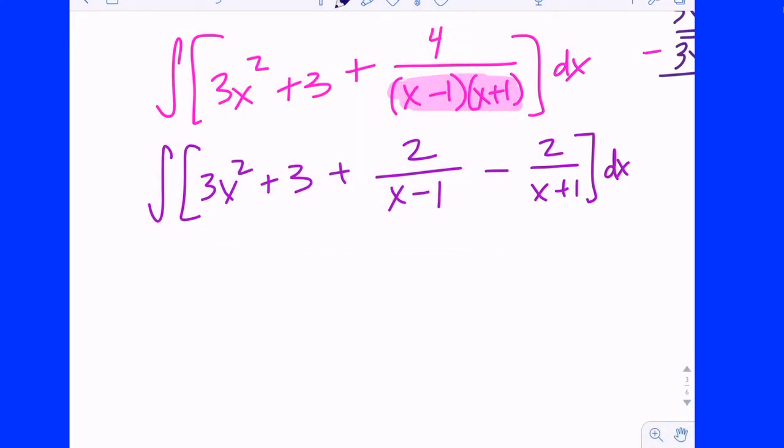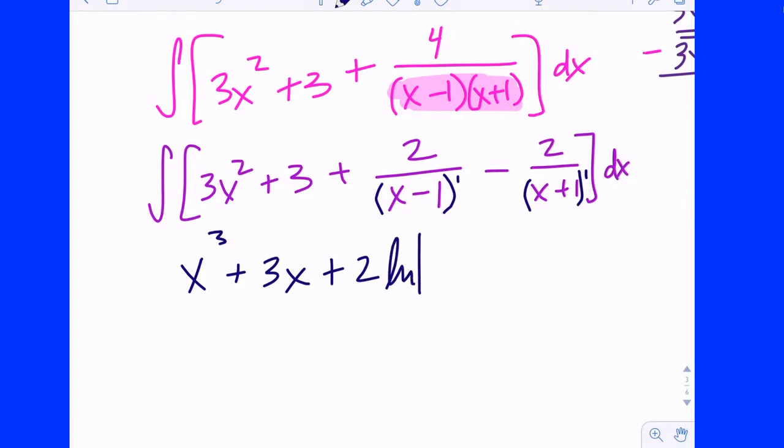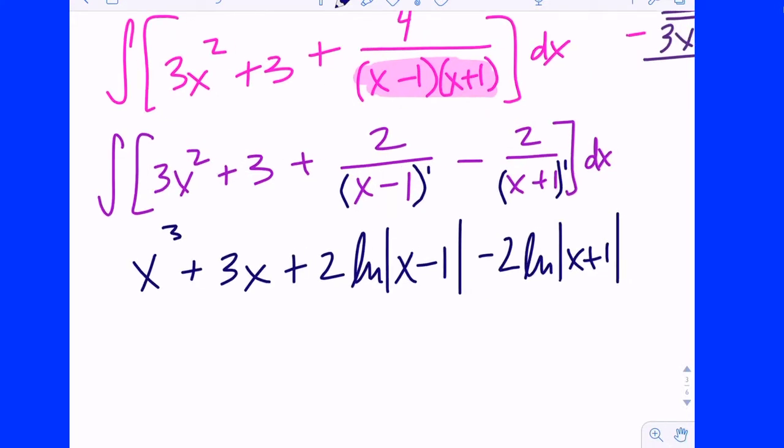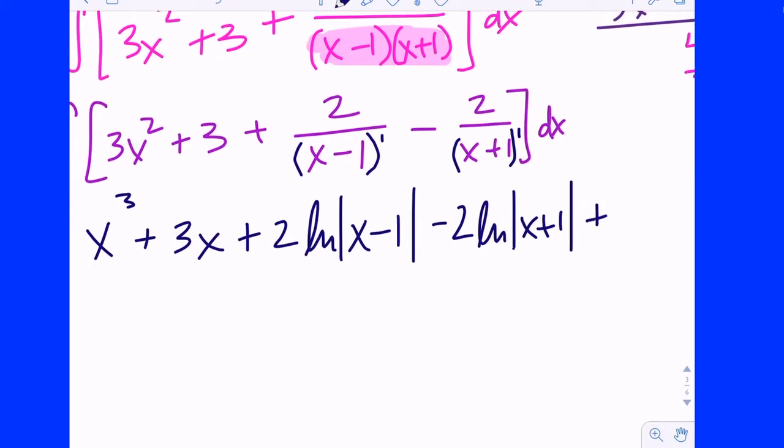So let's do it. We'll get rid of the integral and the dx. What does 3x squared become? x cubed. And 3 becomes 3x. Now the 2 goes along for the ride. Both of your inside functions in these last 2 terms are linear, so the derivatives of the inside functions are going to be constants. And in this case, both of them generate a 1, which is nice because there's no extra correction to make. So it's going to be 2 times the natural log of the absolute value of x minus 1, minus 2 times the natural log of the absolute value of x plus 1. And then, of course, we finish it off with plus c.